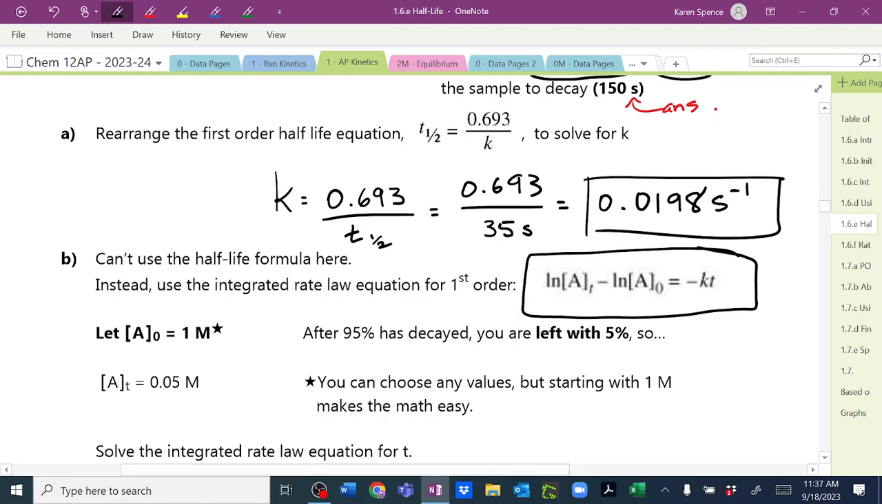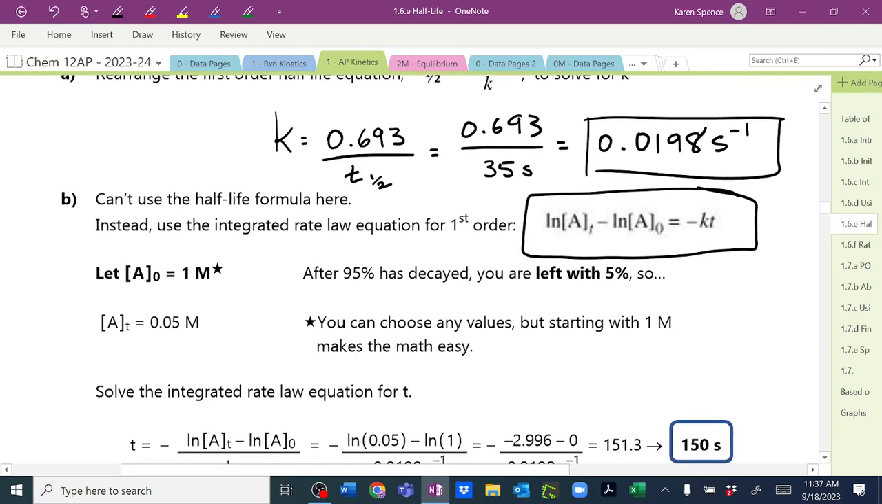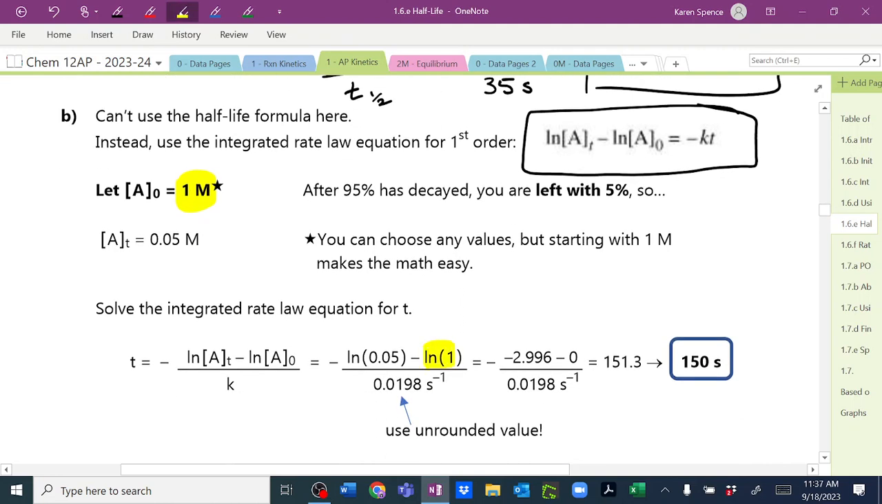Now, after 95% is decayed, how much is left? 5. So if we let A naught equal 1 molar, you can choose any values, but starting with 1 molar tends to make your math simple, especially because the ln of 1 is 0. Isn't that nice? So if you let your initial molarity equal 1, when you take the natural log of 1, you get 0, which just makes life super nice.